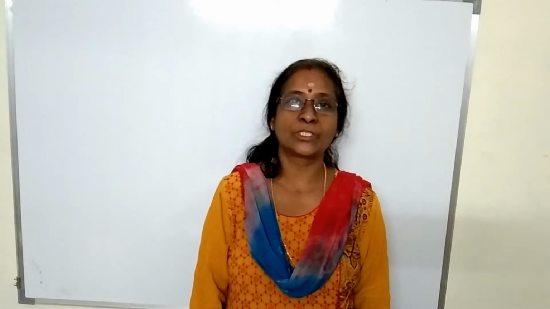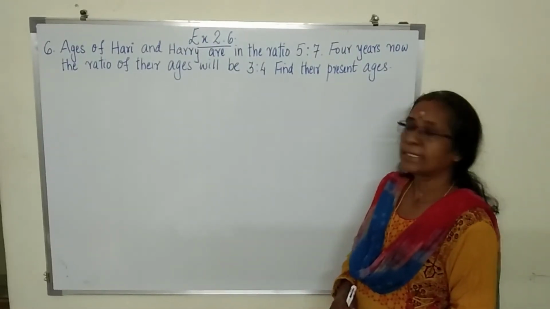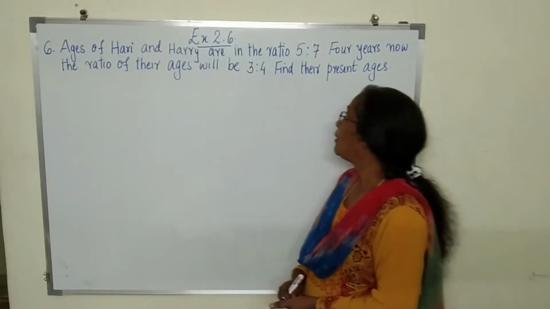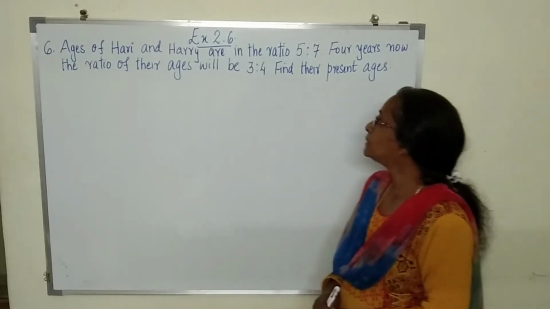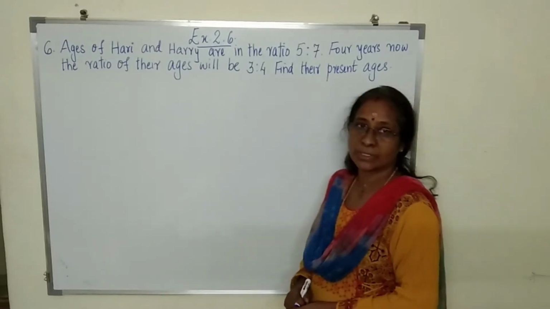Now the remaining questions are in exercise 2.6. The ages of Hari and Harry are in the ratio of 5:7. After 4 years, the ratio of their ages will be 3:4. Then find the present ages.